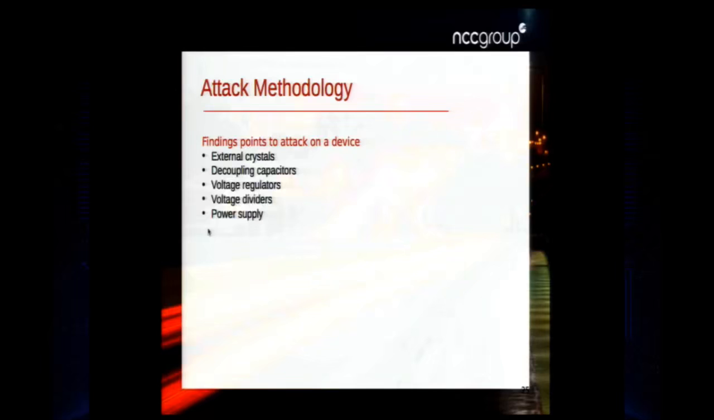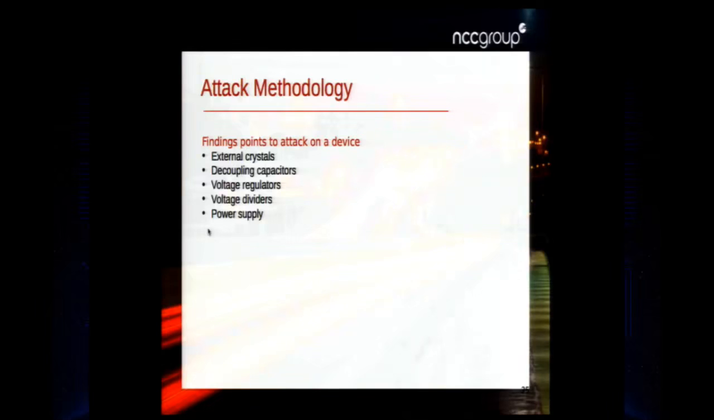So when you're trying to find points to attack on any sort of device, depending on what you're trying to target, you're going to be looking for certain things on the board. As an example, if you're trying to do a clock glitching attack, you should look for external crystals on the device and see if you can just rip those out and instead supply your own clock signals to it. Another good thing is decoupling capacitors. If you're doing a clock glitching attack, you're also going to have to remove the pair of decoupling capacitors nearby the clock.